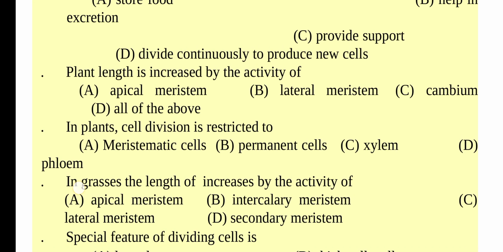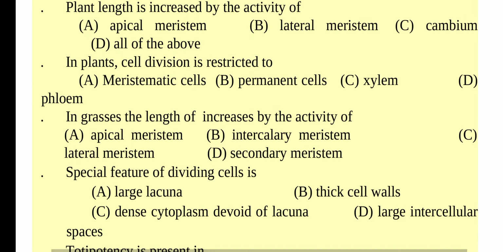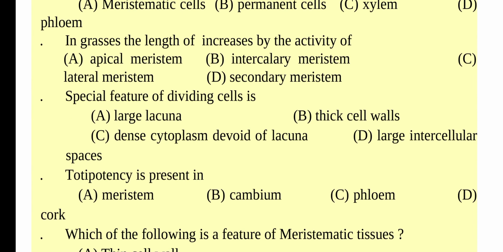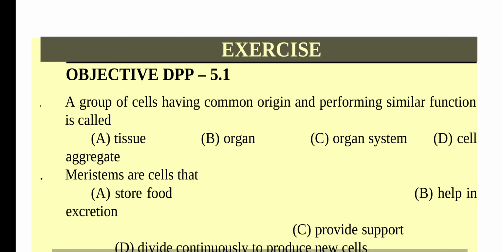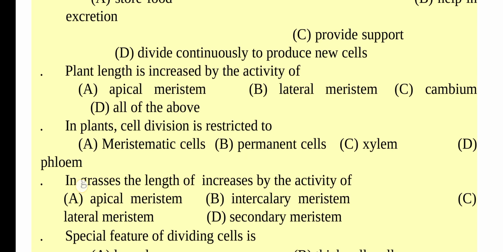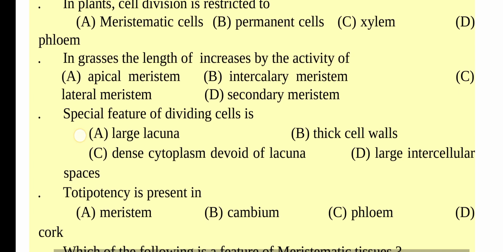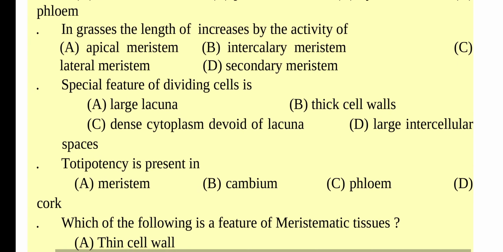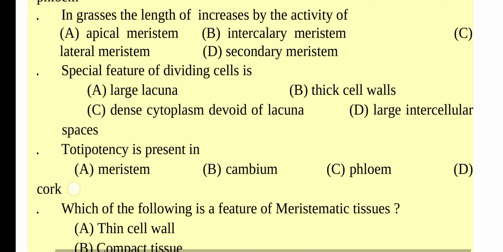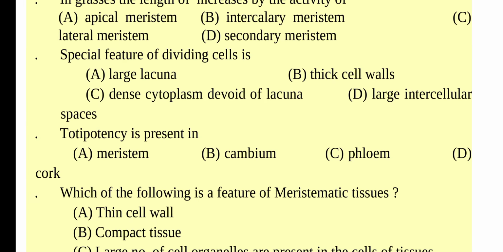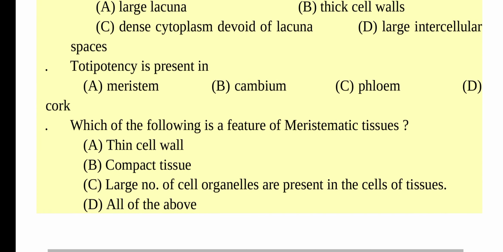4. In plants, cell division is restricted to: A. Meristematic cells, B. Permanent cells, C. Xylem, D. Phloem. 5. In grasses, the length increases by the activity of: A. Apical meristem, B. Intercalary meristem, C. Lateral meristem, D. Secondary meristem. 6. Special feature of dividing cells is: A. Large vacuoles, B. Thick cell walls, C. Dense cytoplasm devoid of vacuoles, D. Large intercellular spaces. 7. Totipotency is present in: A. Meristem, B. Cambium, C. Phloem, D. Caudate.